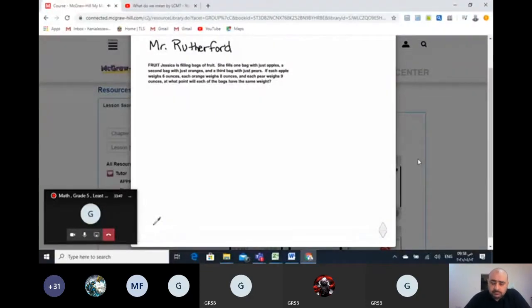Hi, I'm Mr. Rutherford. In this problem, we will learn how to use the least common multiple to solve a problem. Fruit. Jessica is filling bags of fruit. She fills one bag with just apples, a second bag with just oranges, and a third bag with just pears. If each apple weighs 6 ounces, each orange weighs 8 ounces, and each pear weighs 9 ounces, at what point will each of the bags have the same weight?